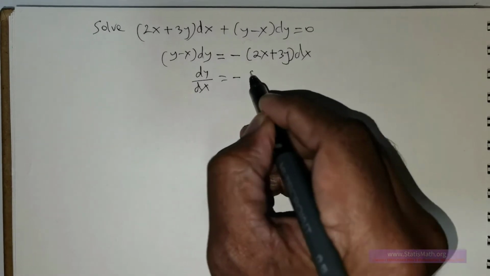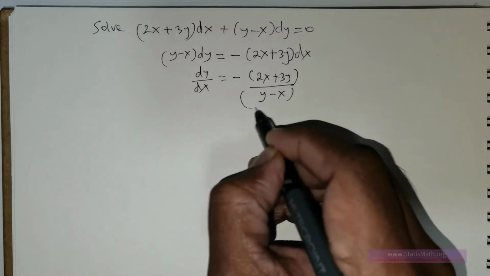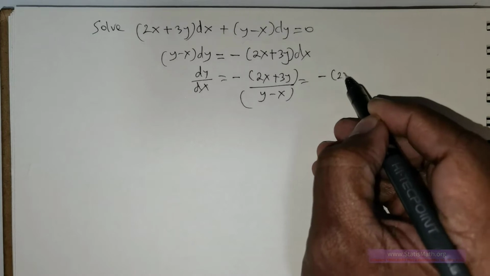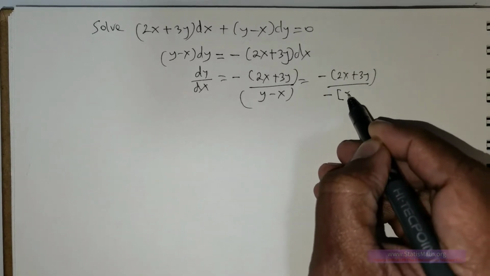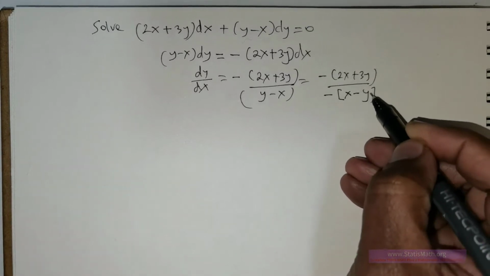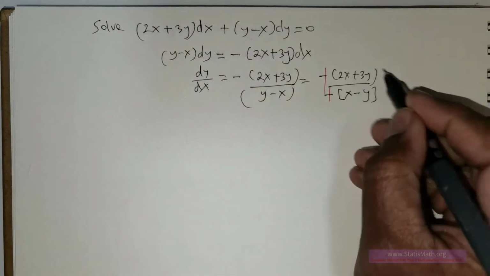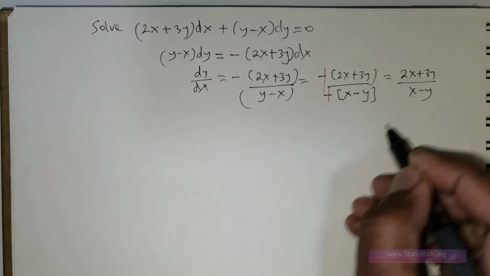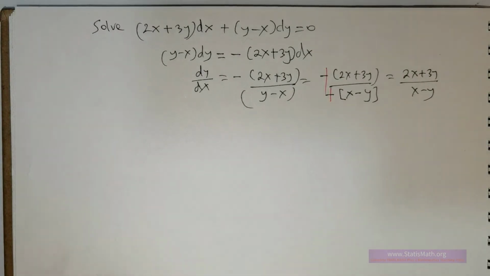Then I will move dx down and move (y − x) to the right. So that's going to be negative of (2x + 3y) divided by (y − x). Now, if I take a negative sign out of the denominator, that's going to be negative of (x − y). So these two negatives can be cancelled. So I would now have a positive quantity on the numerator as well as on the denominator. So of course this is a homogeneous differential equation. There's no doubt about that.